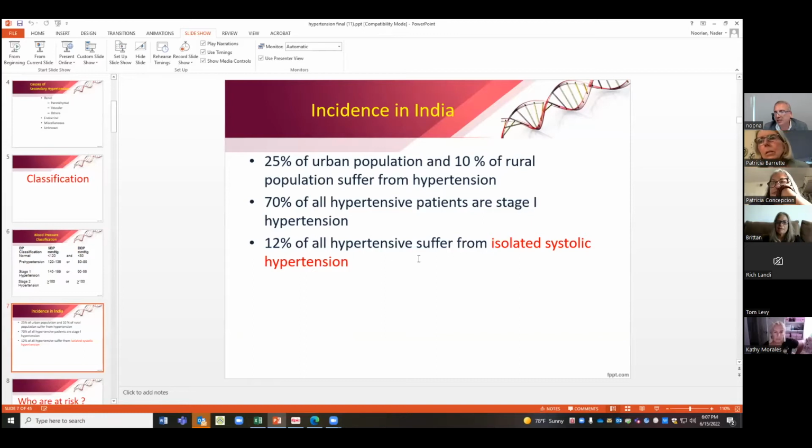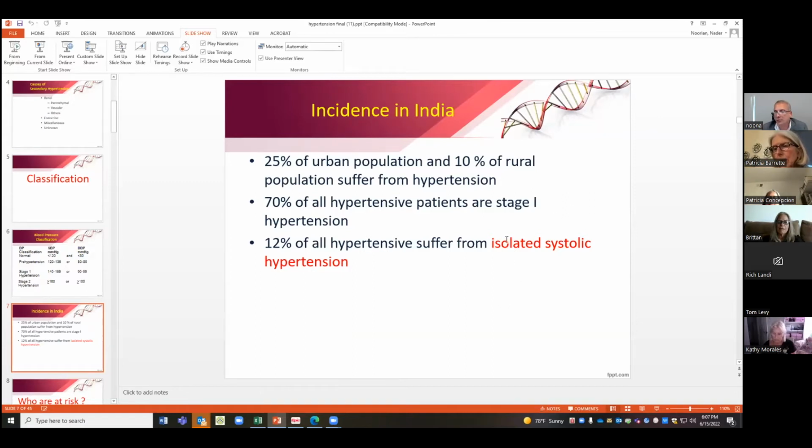This slide basically summarizes part of what I just talked about, which is that the majority of patients fall into stage 1 hypertension, meaning they do require medication to control their blood pressure. Now, there is one condition that we call isolated systolic hypertension, very common in the elderly. That means only the systolic blood pressure is on the high side, but the diastolic is usually on the normal side.